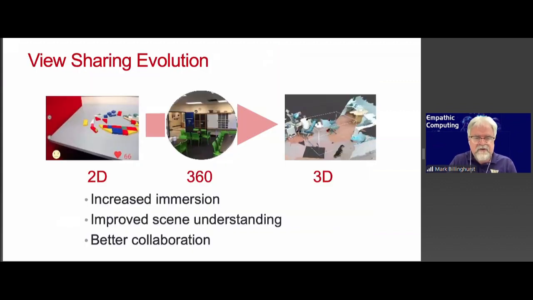So you can see over time we've gone from just using 2D images to 360 and then to a full immersive 3D model, which means we've got increased immersion, better scene understanding, and better collaboration. So we're really moving towards that goal of being able to feel like you're standing in somebody else's body and seeing what they're seeing.